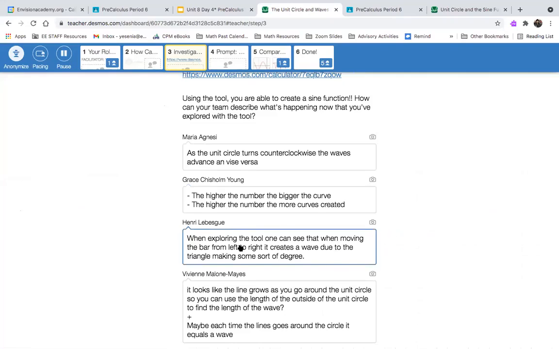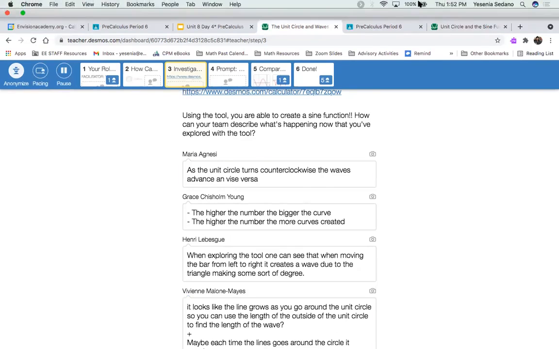And let's see, another group mentioned something about triangles, using triangles to somehow create the waves. And this one says as you go around the circle, you can see the length outside of the circle, maybe find the wave. And I like this one down here. Maybe each time the line goes around the circle, it creates a wave. So each time it goes around once, you get one wave and you keep getting more. So let's go ahead and bring everyone back to our slides.